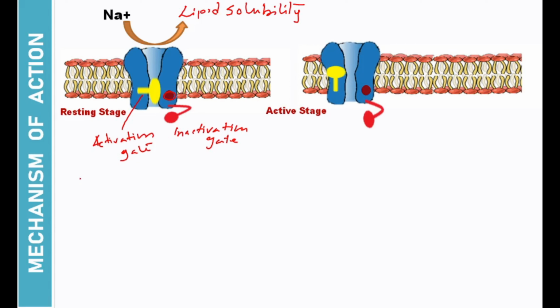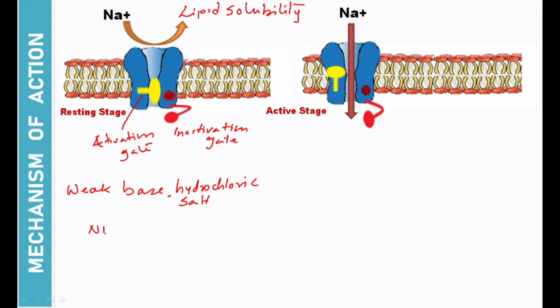Now, most local anesthetics are weak bases. Most of the local anesthetics are weak bases, and whenever they are prepared, they are prepared as a hydrochloride salt, which is frequently expressed as NH4+.